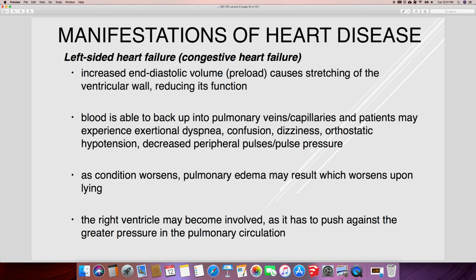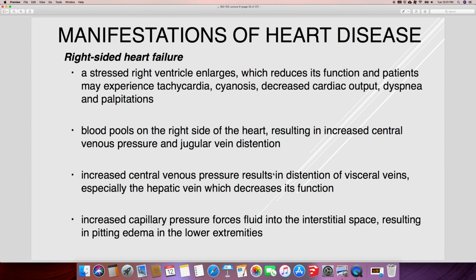So at this point, since there is greater pressure now in that pulmonary circulation, the right ventricle has to pump harder. It has to push against this greater pressure in the pulmonary circulation, and this is where right-sided heart failure can set in. So the stressed right ventricle begins to enlarge. Again, as it stretches, that reduces its function. You might see tachycardia, cyanosis, decreased cardiac output, dyspnea, palpitation.